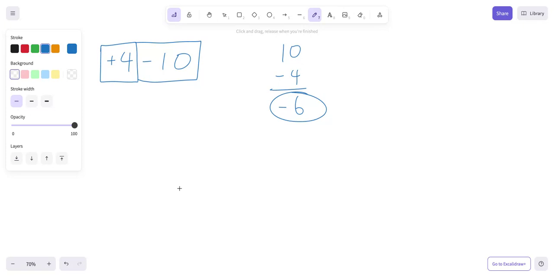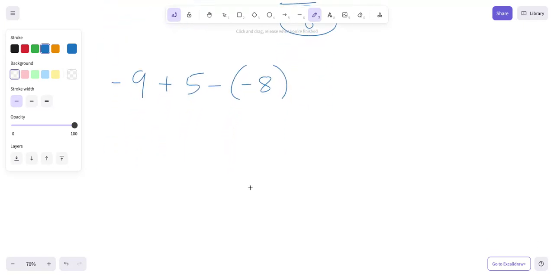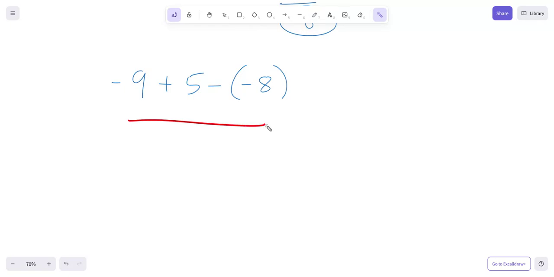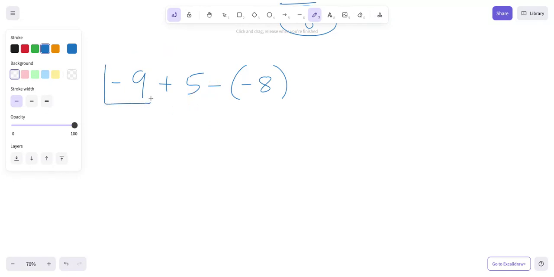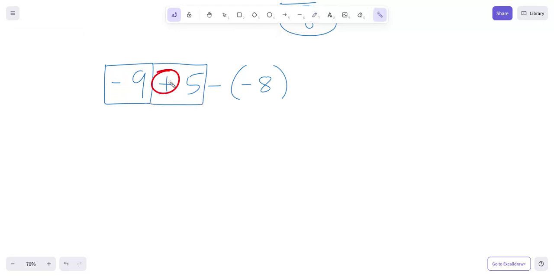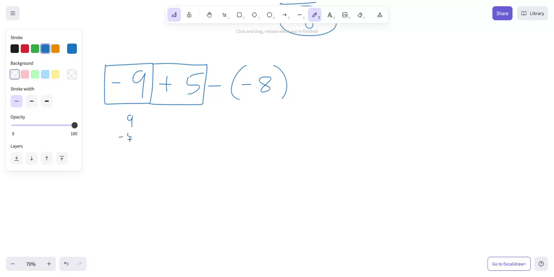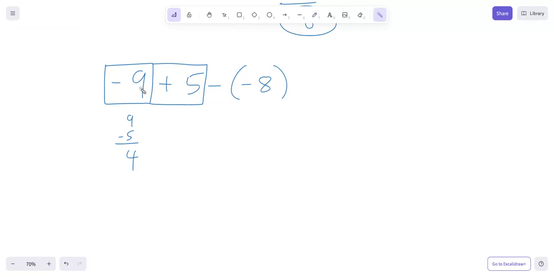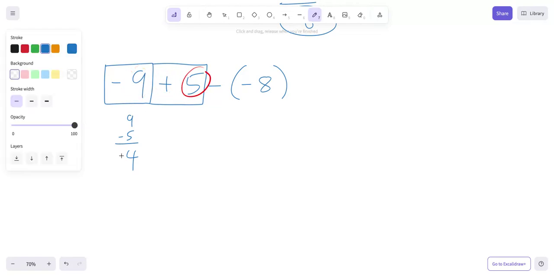What happens if it's 3 different numbers? Let's say negative 9 plus 5 minus negative 8. If there's 3 terms like this, we just do 2 at a time, right? Order of operations tells us we need to go left to right. So we do just this part first. This is negative 9 plus 5. My signs are opposite, so I need to subtract. 9 minus 5 is 4. I am more negative than I am positive, right? The 9 is bigger than the 5. So my answer is going to be negative 4.